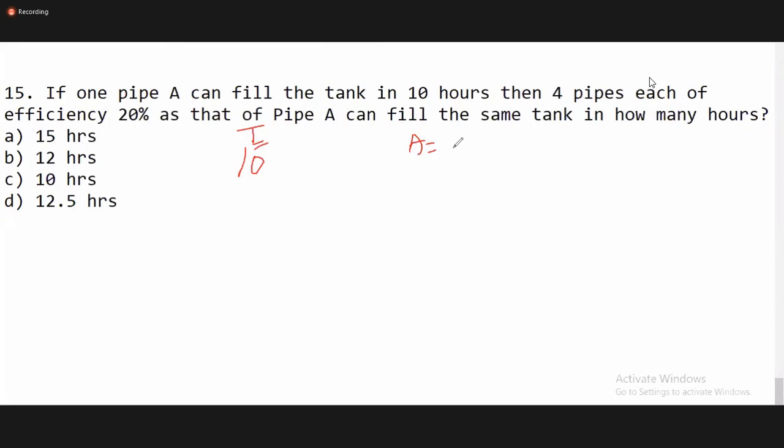10 hours, let's say, suppose in 1 hour it is filling 100 liters of water. Okay, so in 10 hours, the capacity would be what? What is the capacity of the tank? Can I say in 1 hour, it is filling 100 liters. So the capacity would be what? 1000 liters? Yes or no? The capacity would be what? 1000 liters.